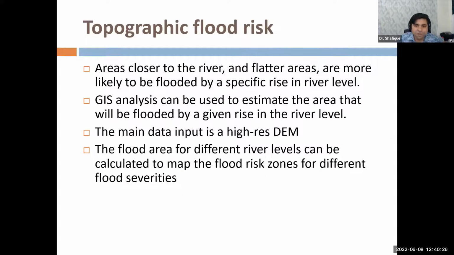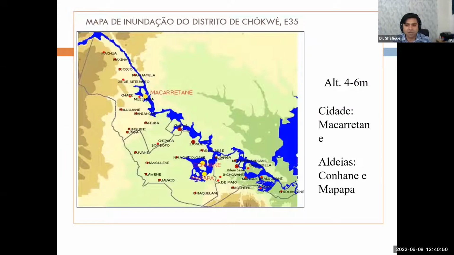Now, topographic flood risk map: areas that are closer to the river and flatter areas are more likely to be flooded by a specific rise in the river level. GIS analysis can be used to estimate the area that will be flooded by the given rise in the river, and that's the main data that can be used. So these are the features which can be used apart from the DEM, and they can be used for flood risk modeling. This is the impact initiative.